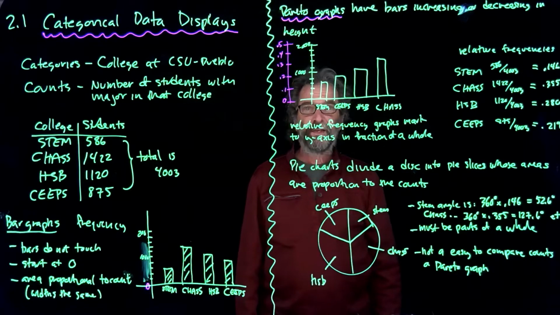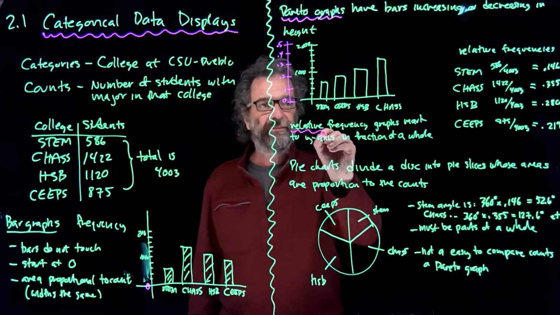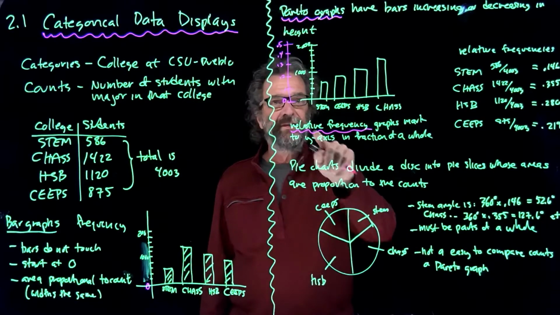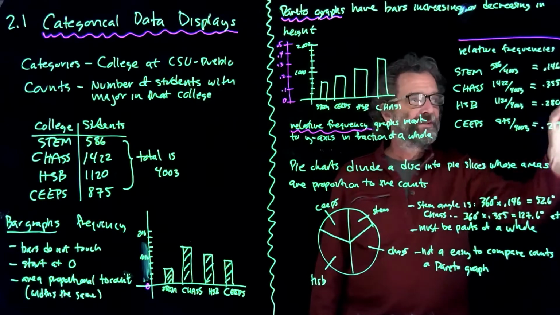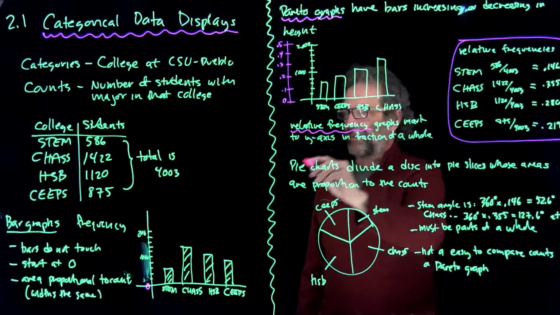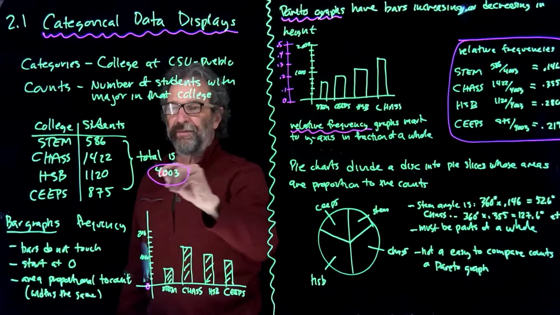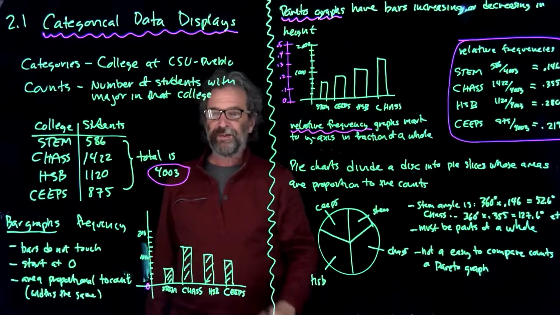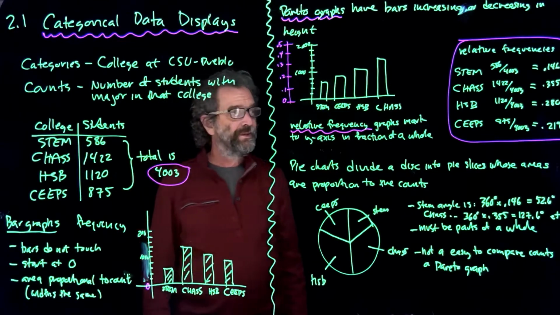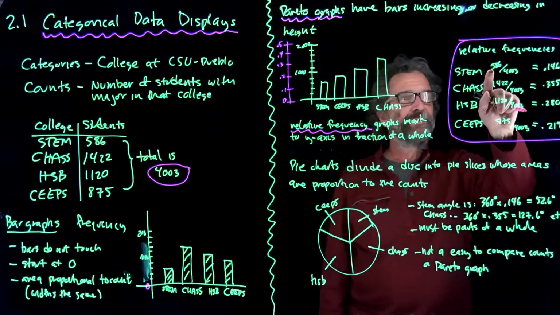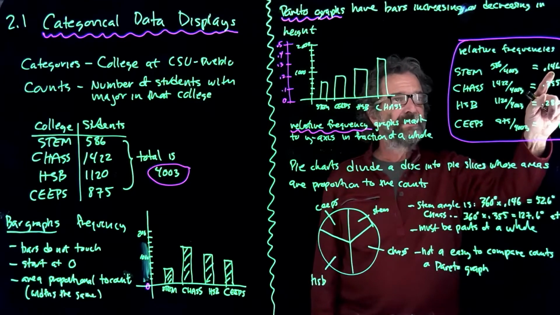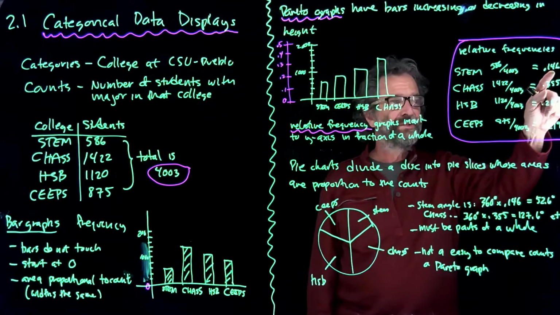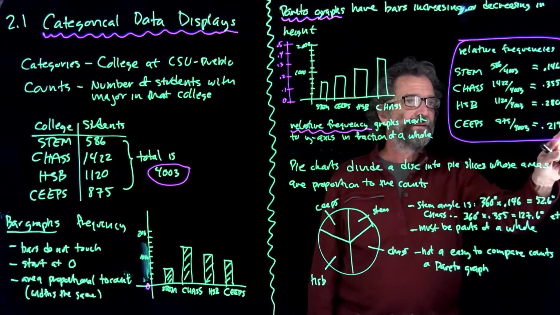Okay, and then we can also make relative frequency graphs. They mark the y-axis in fraction of the whole. Here's the relative frequencies here. So we figured out the total of these 4 values. So there are 4,003 students overall. So if I know 586 are STEM students, then 586 divided by 4,003, which is 0.146, is the fraction of the students that are STEM students. Here's all the fractions. Those fractions should add up to be 1.